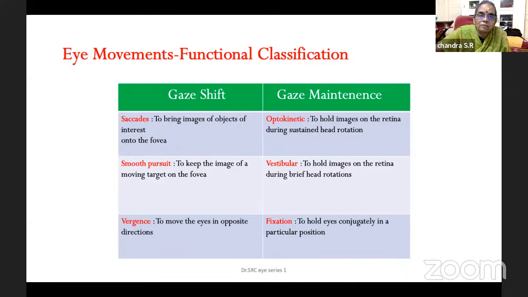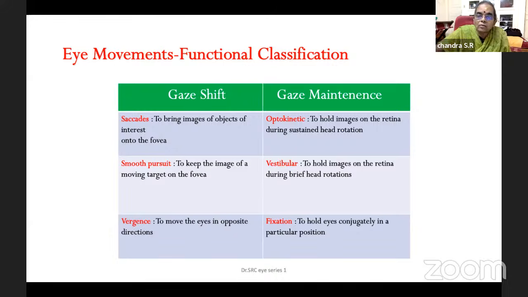So gaze shift movements are saccades, pursuits, and vergence. Saccade is for quick shift of gaze. Pursuit is for slow following of an object. And vergence is for an anteriorly or posteriorly placed target, to move the eyes in the opposite plane. They both come inside or move outside. So that is gaze shift movements.